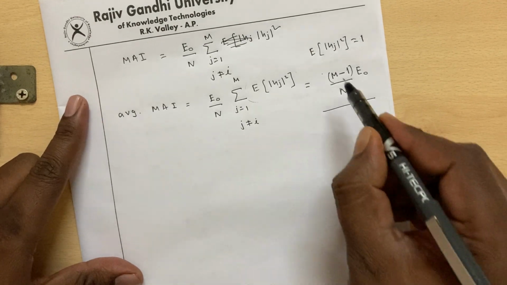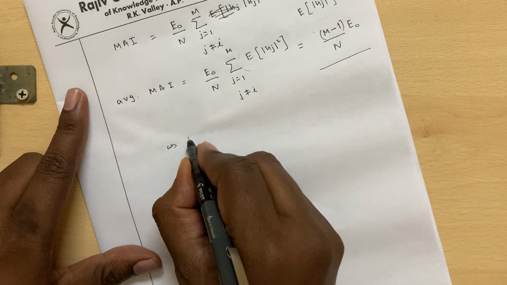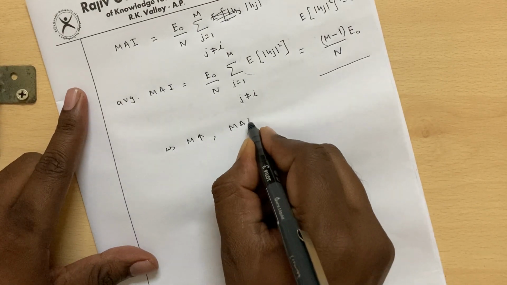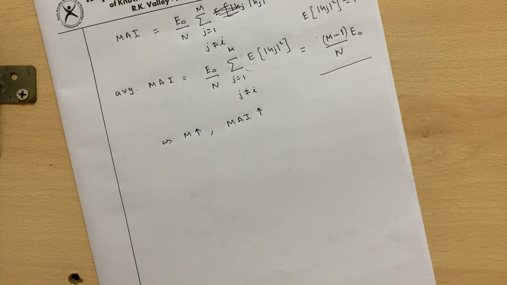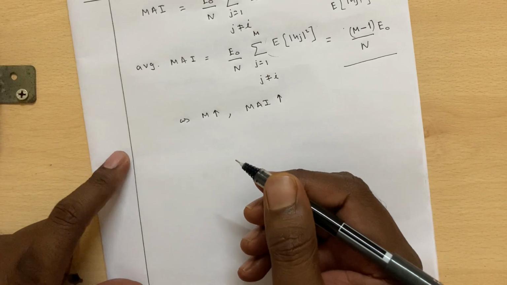If you observe this equation, as M increases, the multi-access interference power will also increase. So depending on the number of users present in the system, the SINR will vary, in the CDMA systems.